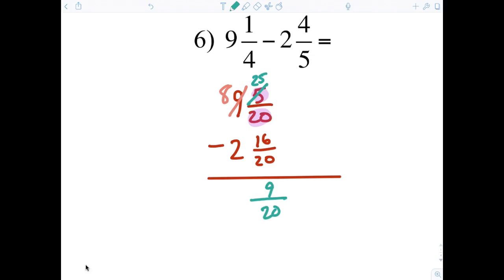And then 6 over 20. So the answer, is it positive or negative? Positive. Yes, because 9 is bigger than the 2.